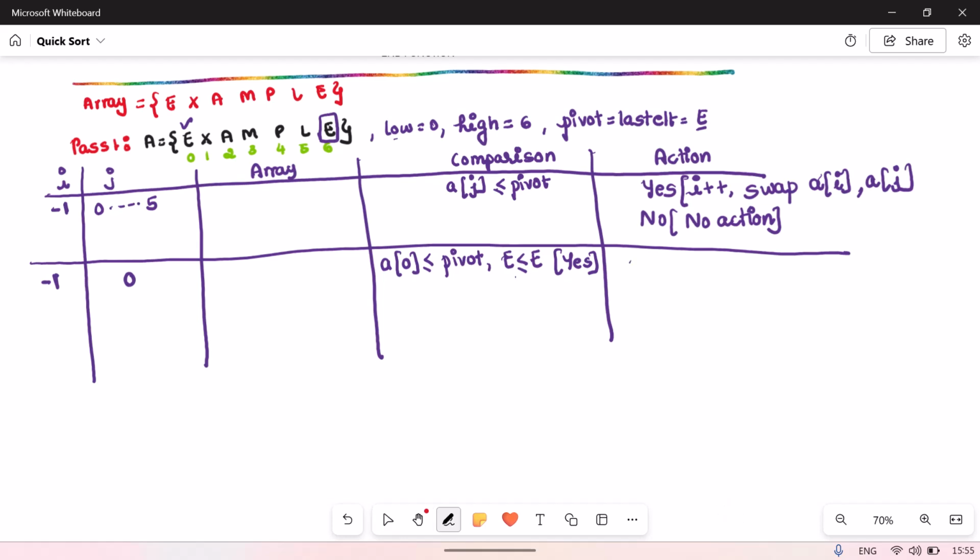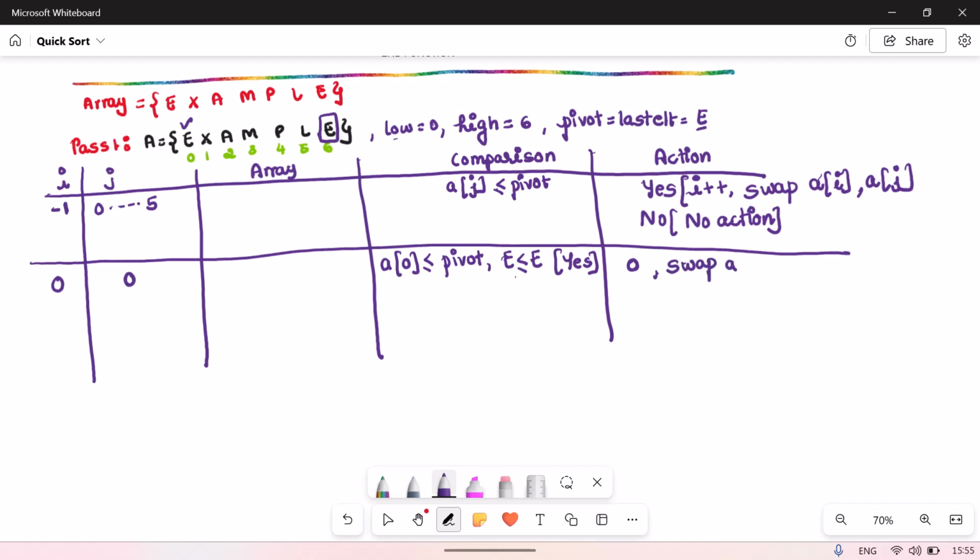If it is so, increase the value of i by 1. So i plus plus: i is right now minus 1, so i will become 0. Okay. So it was minus 1, now it has become 0. And you have to swap.